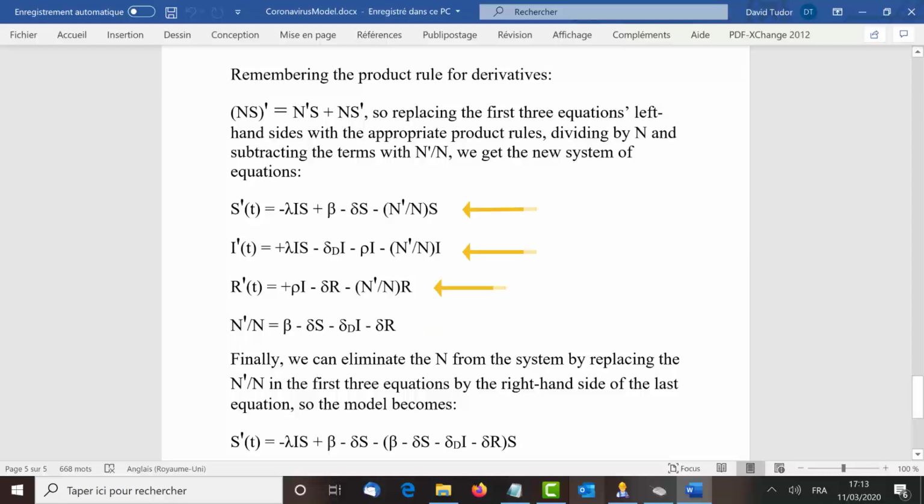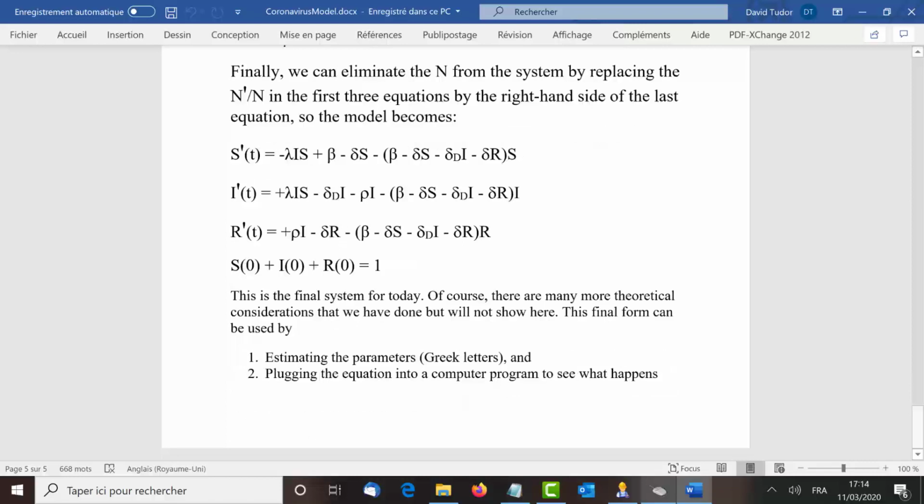And if I do that, if we eliminate the terms by replacing that, then this system of equations right here is my new system of equations. The S prime is this minus the part from the product rule there. So now I have a system of differential equations, and for what we want to do today, this is the equation we're going to stop with, because this we can actually plug into the computer program that will solve the equations and tell us how the S, I, and R functions behave.